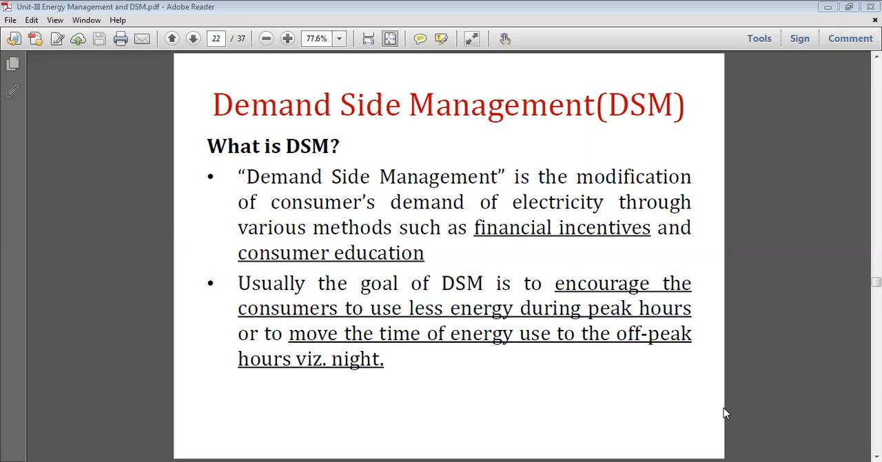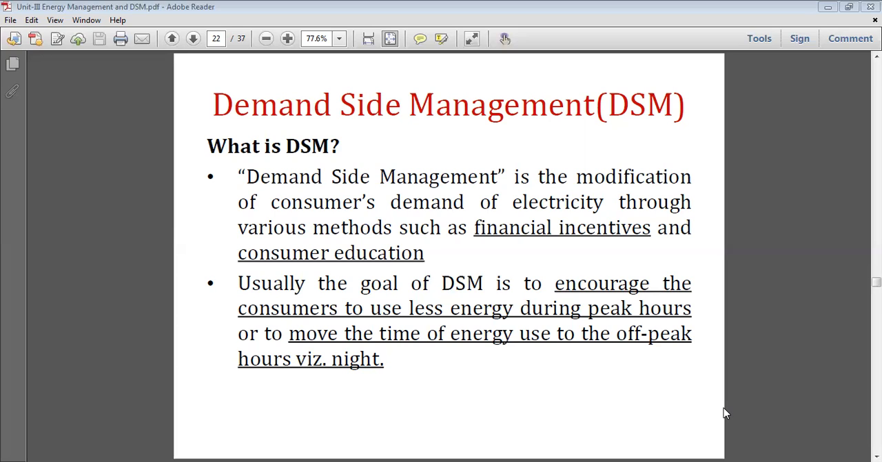Second, this is going to be obtained with the help of financial incentives. No doubt nobody is ready to run their plant at night time, or to run their pumping load and chilling plant at night time. It is possible only when they get some benefit in the electric bill. So we have to give some financial incentive to those consuming energy at night time.